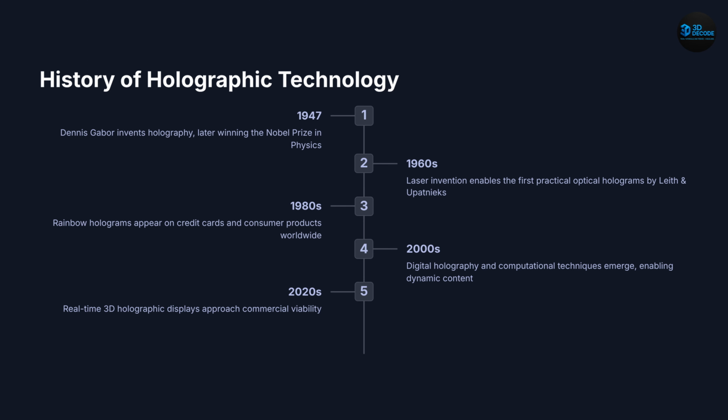Slide 5. History of holography. Holography was invented in 1947 by Dennis Gabor, a Nobel Prize winner in Physics. But practical holography only became possible after the invention of lasers in the 1960s.